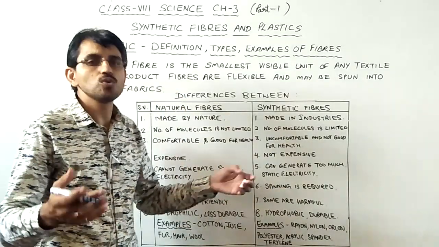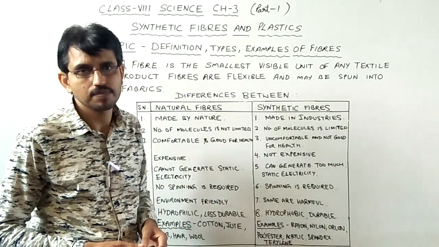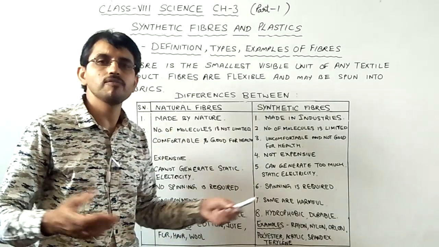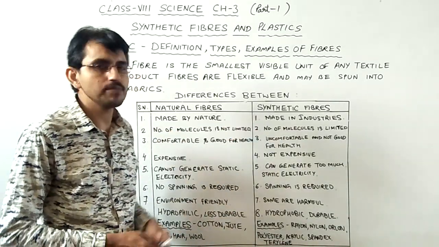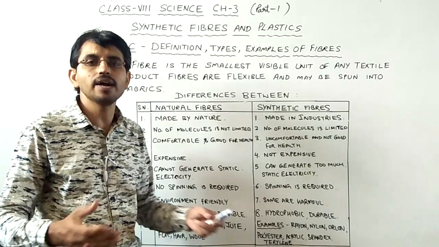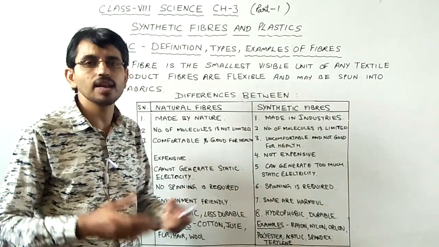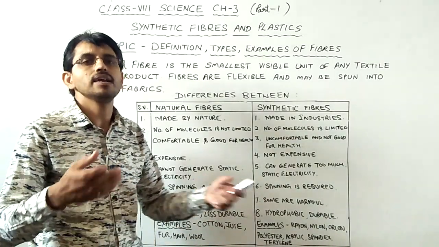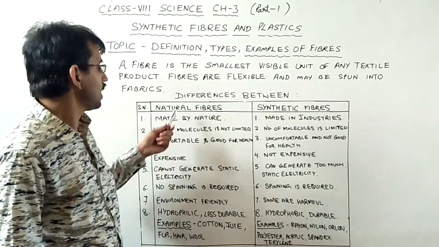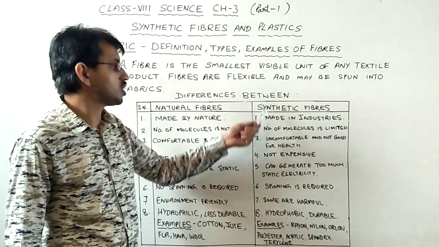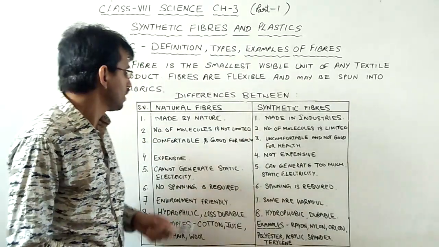Now, there are two types of fibers. Natural fibers, which are obtained from nature, and synthetic fibers, which are man-made, which are artificially synthesized by man in the laboratories and in industries. So, let's have a difference between these two types of fibers.